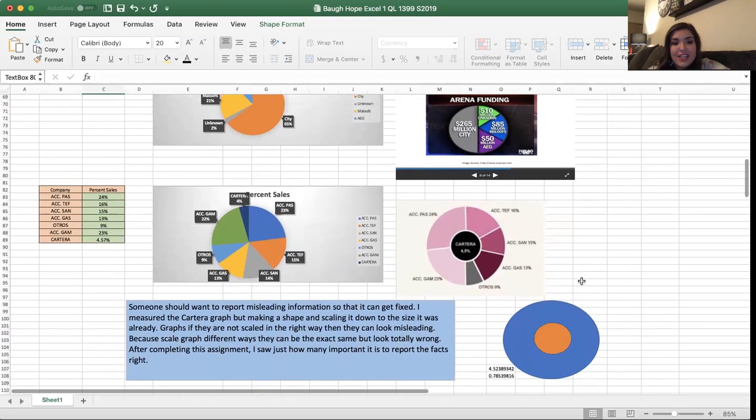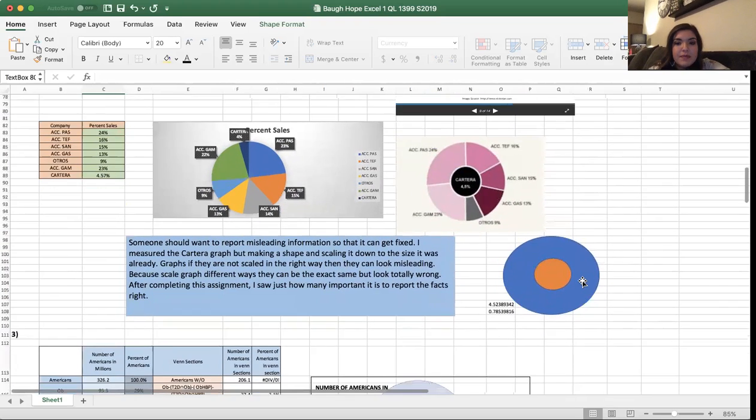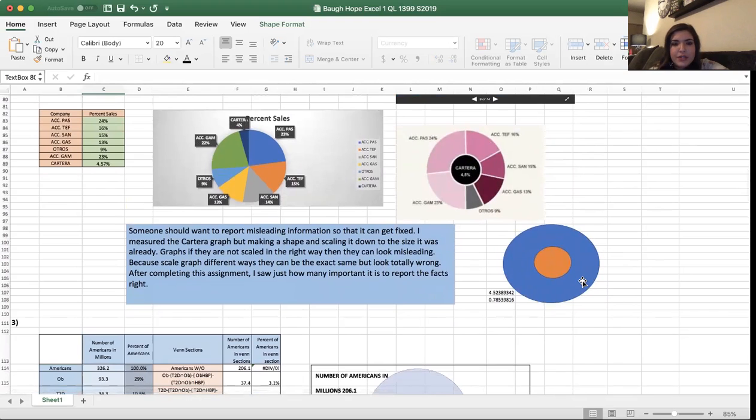because a lot of times we can look into it. It might be a little bit more work on our part, but we can look into it and see if it's misleading, and then make a correction and fix it. So I think that would be all on number two.